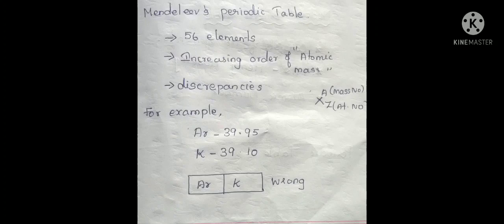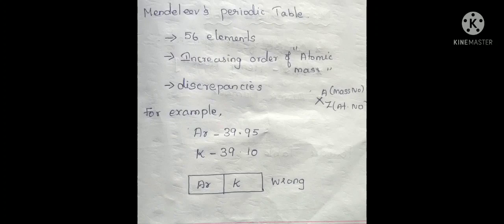But his table contains a lot of discrepancies. What is a table? The arrangement of all the 56 elements into what? Columns and rows. Arrangement into columns and rows is called a periodic table. He is the first scientist who tabulated, who formulated a periodic table. He is the first scientist who put all the elements in the form of what? Columns and rows. Okay, see, the table contains so many discrepancies.